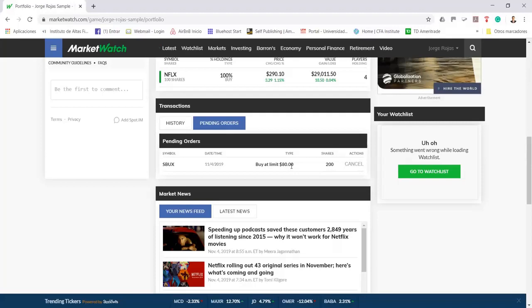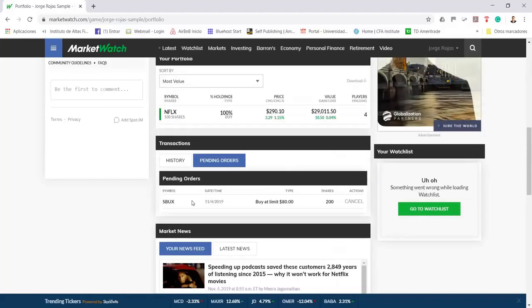Okay, so the limit order will give you price certainty, but it will not give you execution certainty because you don't know and no one knows if the price will ever get to 80 or less. So this is the characteristic of a limit order.